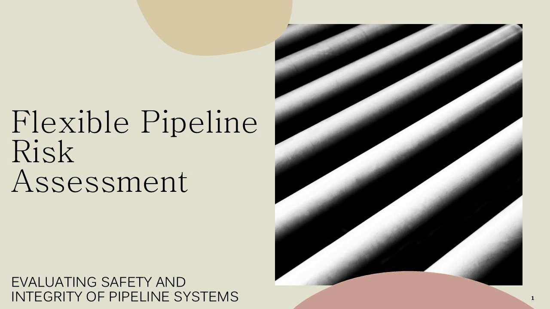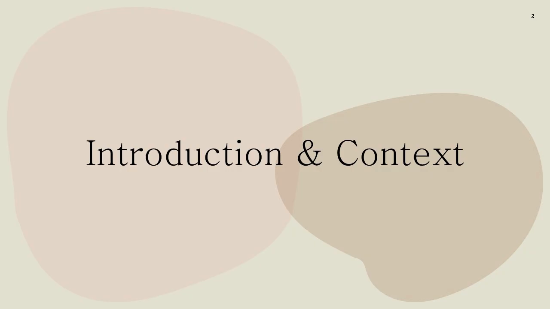Flexible pipeline risk assessment, evaluating safety and integrity of pipeline systems. Purpose and scope of flexible pipeline risk assessment, API RP17B and its role in risk management.